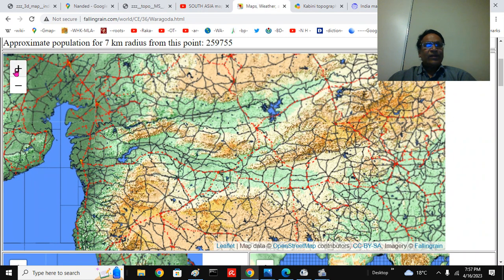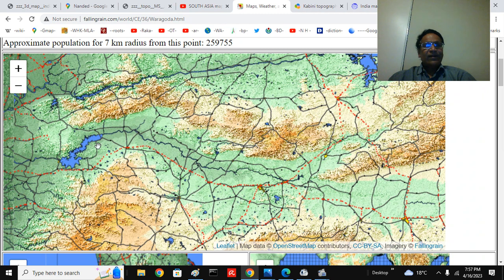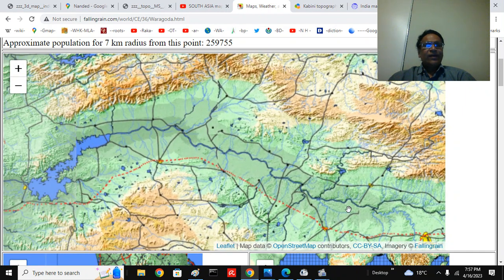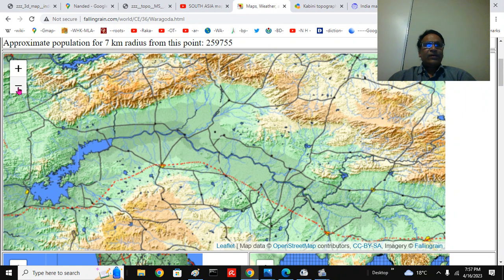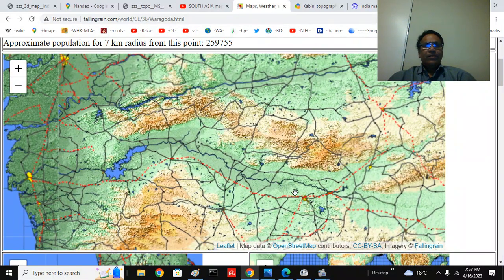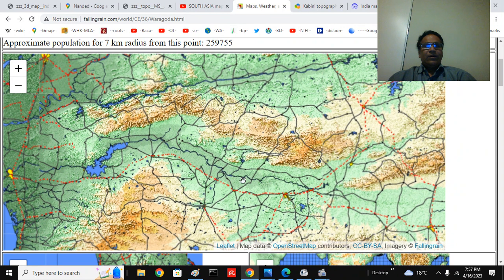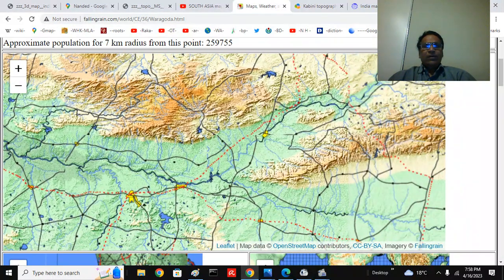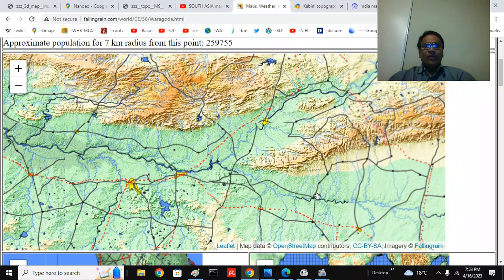This is the Narmada river, and this is the Ukai reservoir on the Tapti river. You can see this is the Burhanpur Pass where the Tapti river cuts through. This is the Purna river, this is the Tapti river. Yeah, this is the Tapti river, Burhanpur Pass. This is the Purna river.